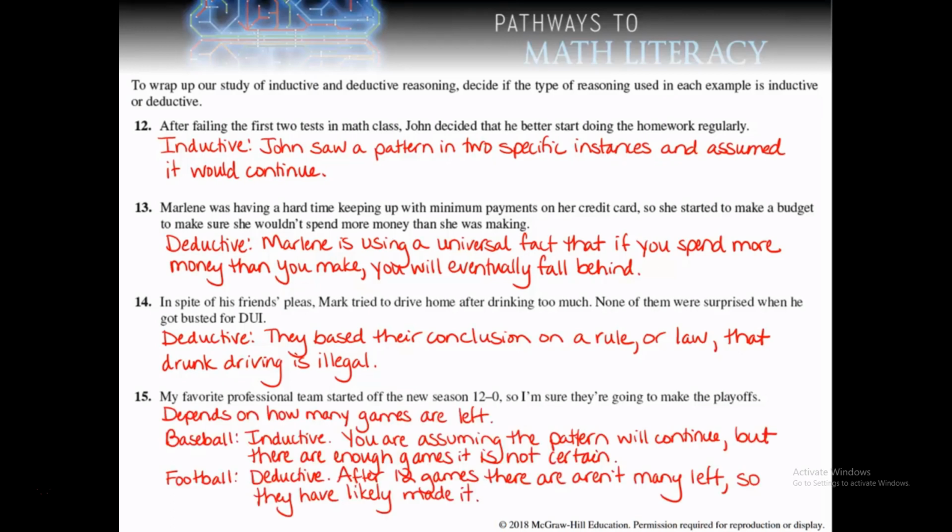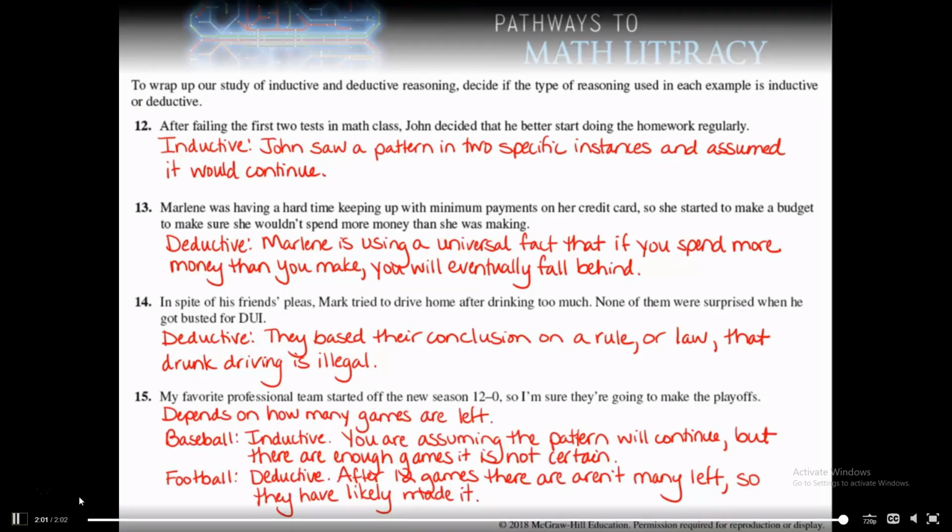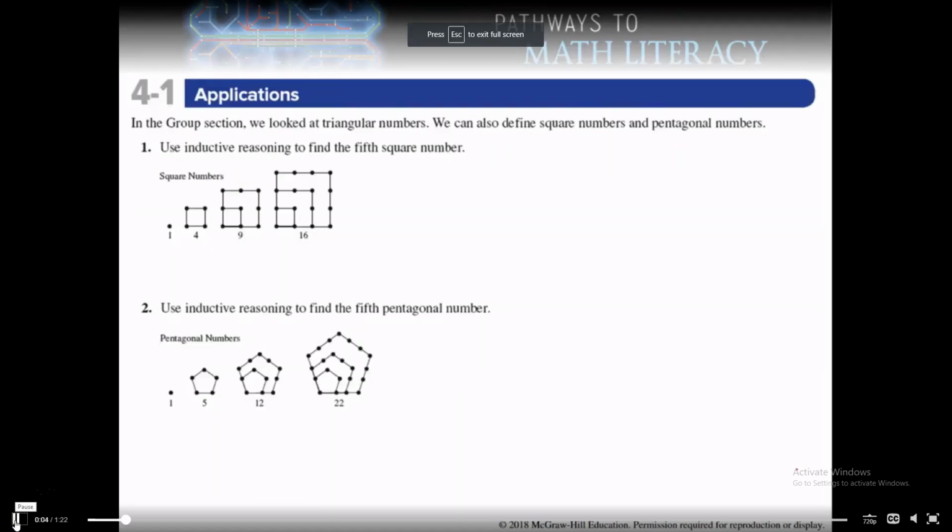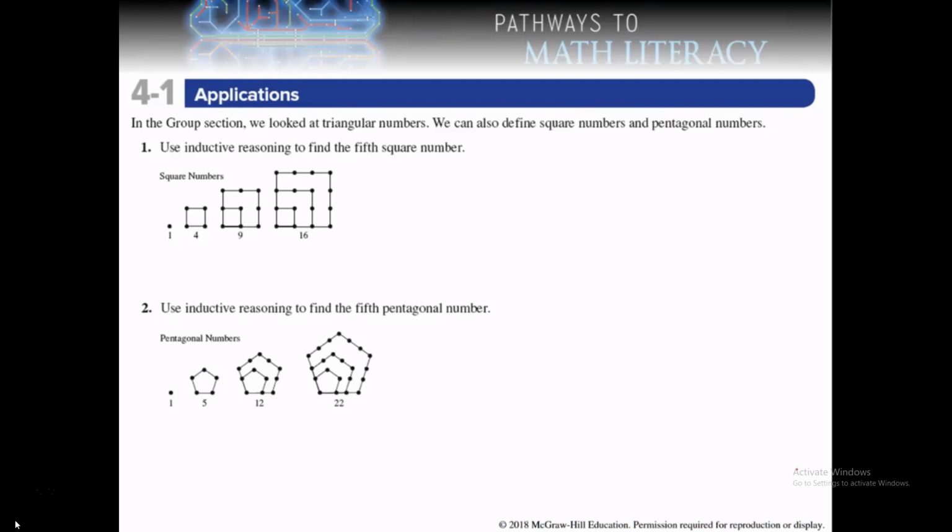In question 1, we're supposed to use inductive reasoning to find the 5th square number. So looking at the square number illustration here, it looks like to get from the first to the second, we add 3. And then to get to the next one, we add 5. And then to get to the next one, we add 7. And that gets us from 1 to 4 to 9 to 16. So looking at what we added, 3 and then 5 and then 7, inductive reasoning would lead me to believe that I would probably add 9 on the next one. And so to get the 5th one, I would suspect that that would be 16 plus 9, which is 25.